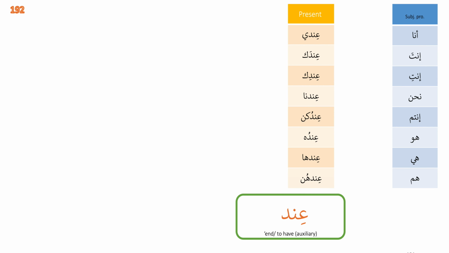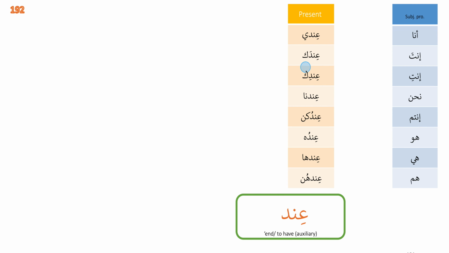However, when we conjugate عند with all these possessive pronouns, the ـي means my, the ـك means your masculine, the ـك means your feminine, ـنا means our, ـكن means your group of people, ـه means his, and ـها means her, and ـهن means their.